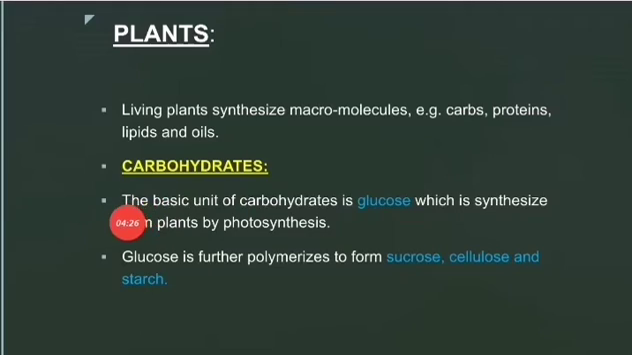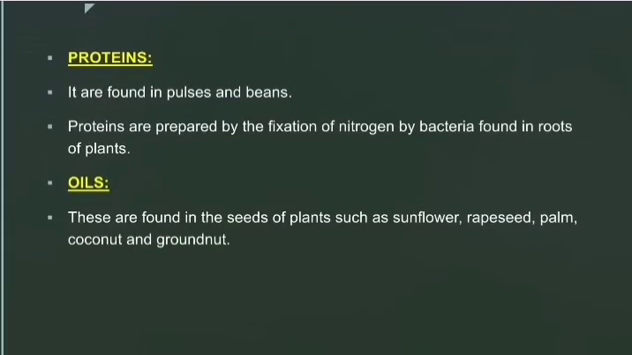Here we have carbohydrates. The basic unit of carbohydrate is glucose. It means that carbohydrate is made up of glucose, which is synthesized in plants by photosynthesis. You have already studied that glucose is synthesized by plants through the process of photosynthesis. When these glucose molecules combine with each other, they form very complex structures like sucrose, cellulose and starch. All these three structures are also known as carbohydrates and they are synthesized by plants.